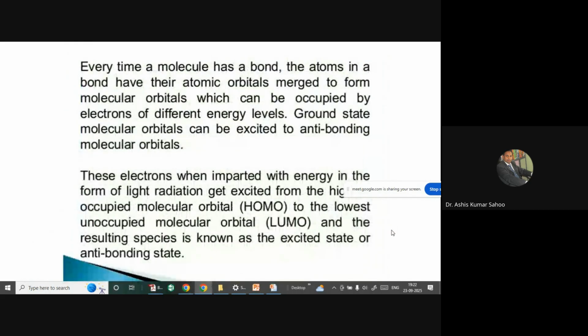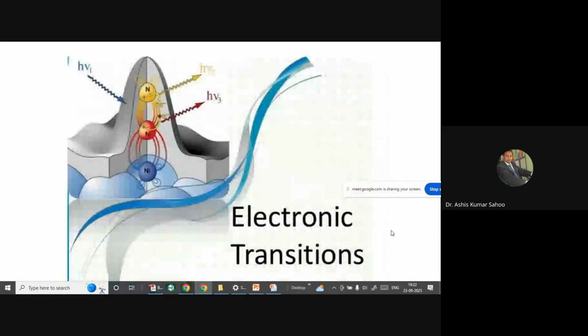Every molecule has a bond. So at the molecular level, we have two orbitals: HOMO is the highest occupied molecular orbital, and LUMO is the lowest unoccupied molecular orbital. So excitation of electrons from HOMO to LUMO occurs. So what are the possible electronic transitions in UV-visible spectroscopy?